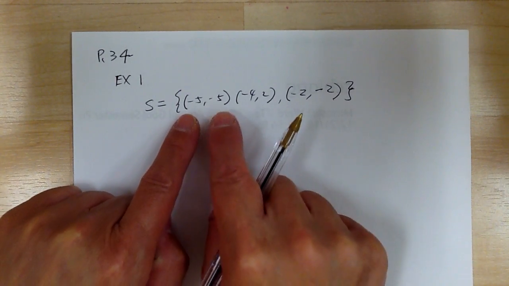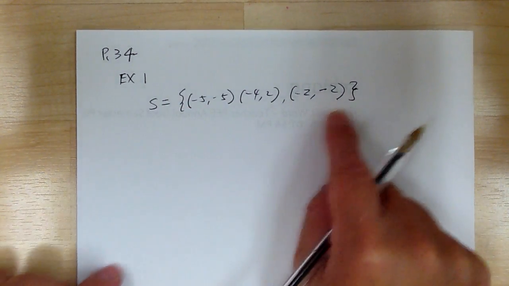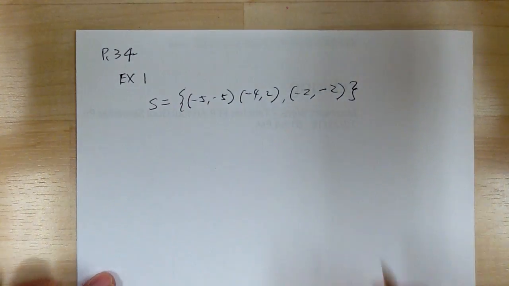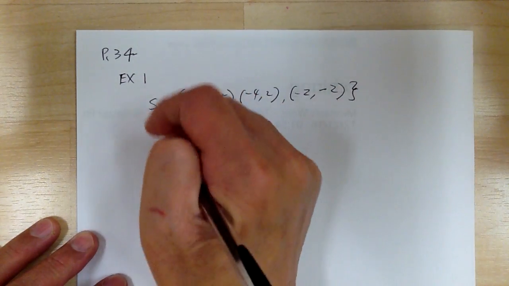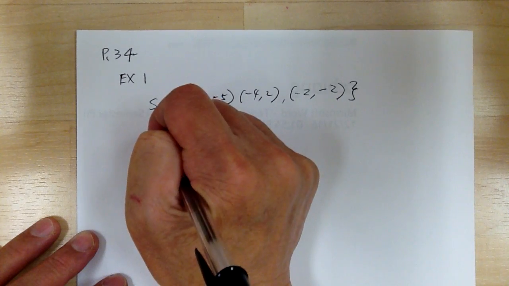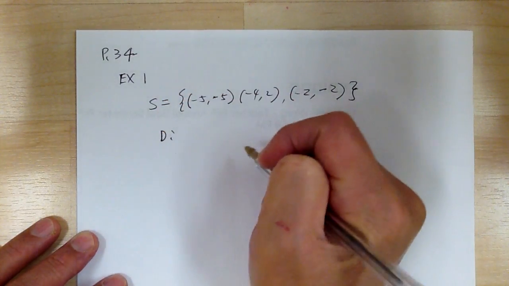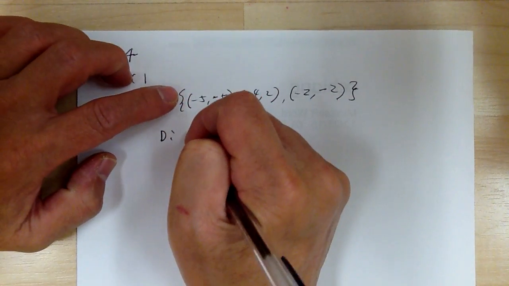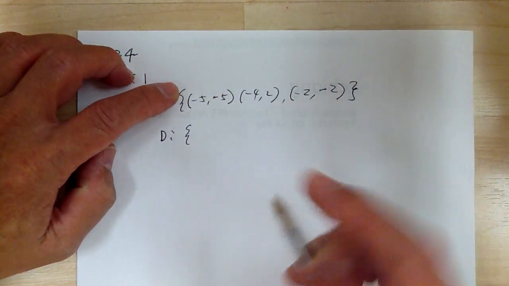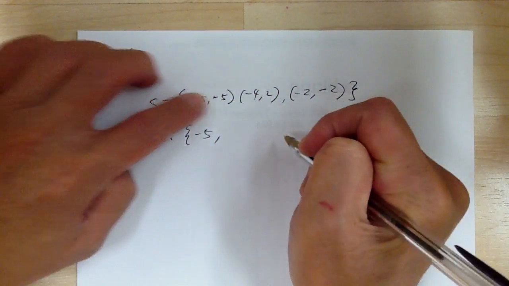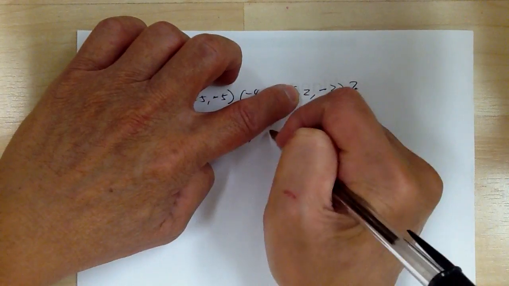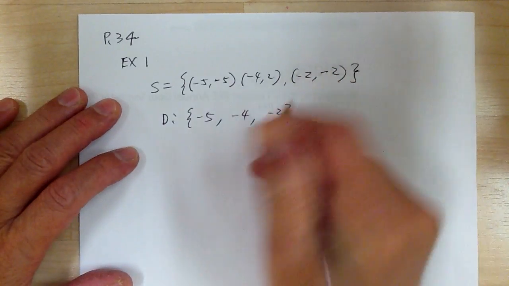So again, a relation is a set of ordered pairs. Ordered pair means you've got two numbers. Now, in this case, you want to find the domain. So D stands for domain. The domain would be the first numbers: -5, -4, and -2. So that would be the domain.